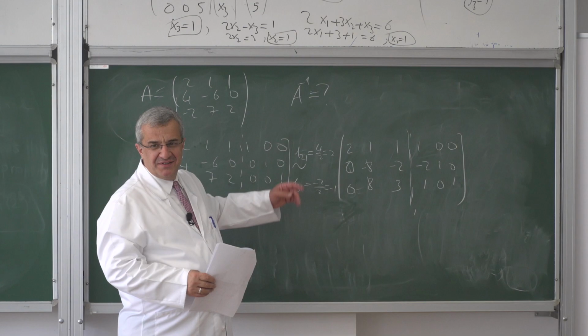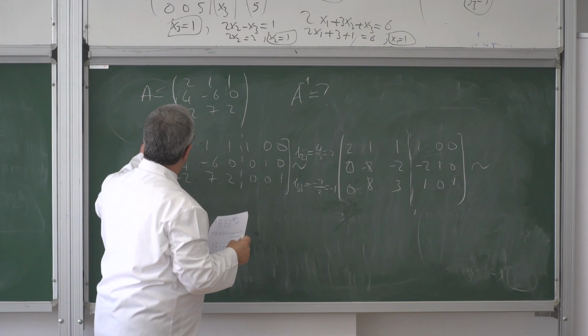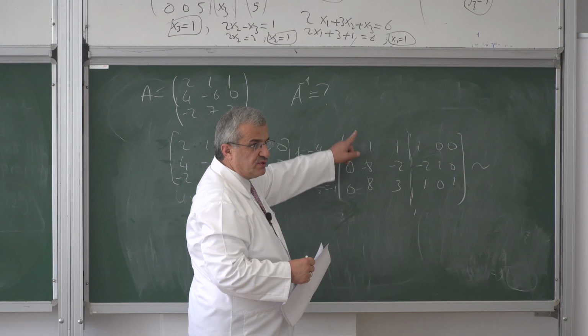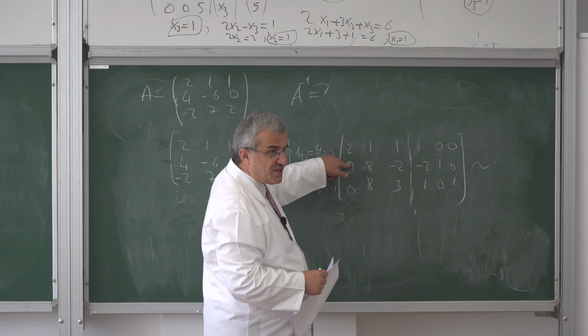Okay? So I continue. What is now my next pivot? So the first pivot was this. I used this pivot equation to make this zero and this zero. Now the first column is finished. I only have one non-zero number there. I don't allow any more, otherwise I am not finished. So I go to the second one, and this is non-zero. So this is my second pivot equation.